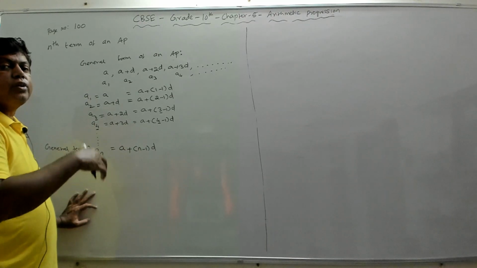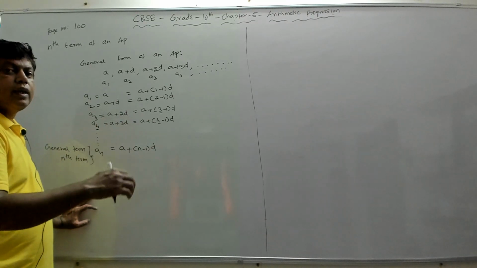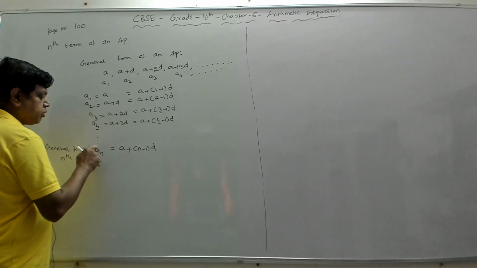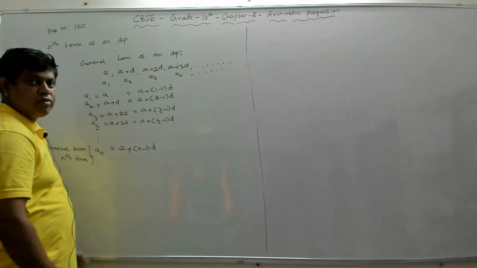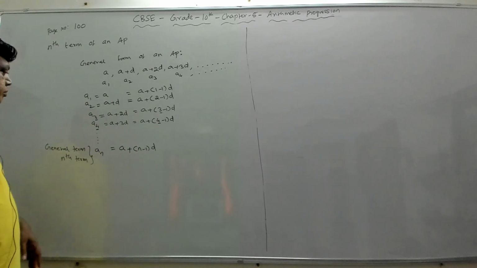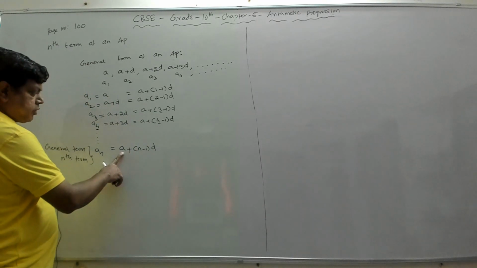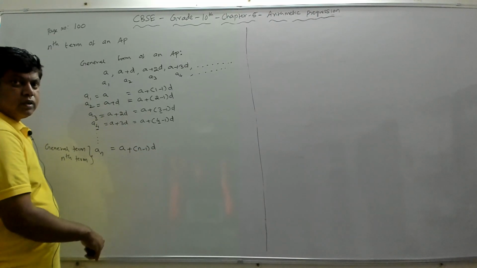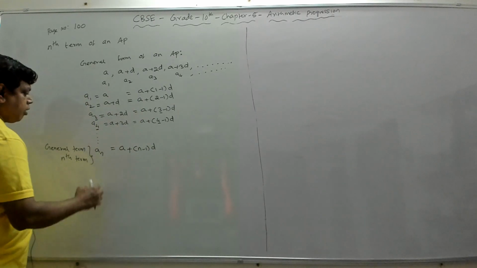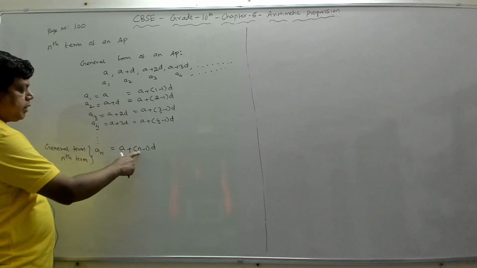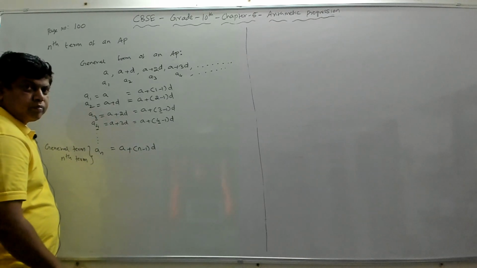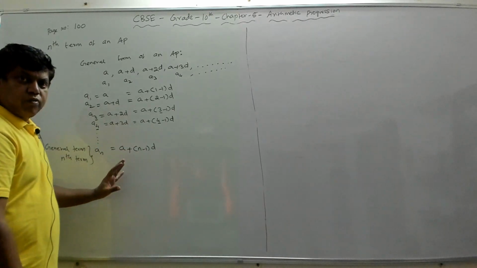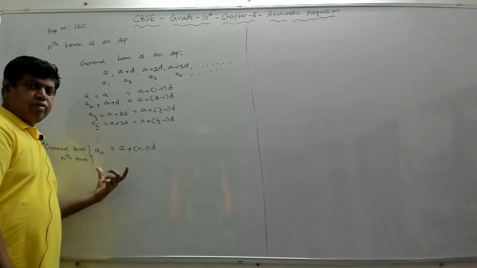If you want to find the nth term, any general term, we can use this formula a plus (n minus 1) times d. So an equals a plus (n minus 1) times d is called the nth term of an AP, where a is the first term, d is the common difference, n denotes the number of terms in the AP or the position of the term in that AP, and an is the nth term. Fine. So now with this, we will try to solve a few problems using the concept of nth term of an AP.